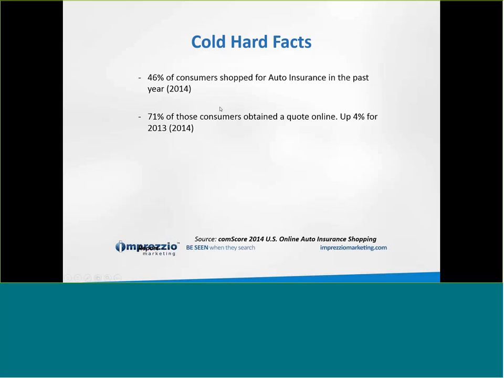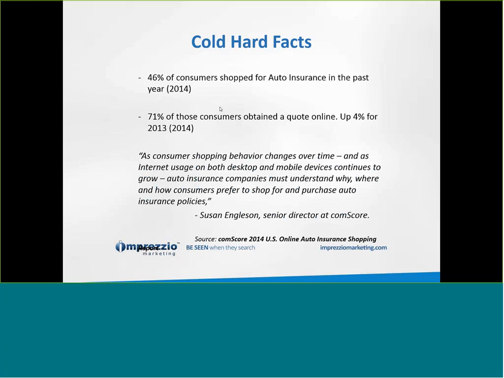For insurance online, and many of you may know that, which is why you are likely doing our marketing programs. But one of the quotes here that stuck out to me from Susan over at ComScore: as consumer shopping behavior changes over time and as internet usage on both desktop and mobile devices continues to grow, auto insurance companies must understand why, where, and how consumers are shopping for insurance. This becomes very crucial for agents to realize exactly how people are shopping for auto insurance.